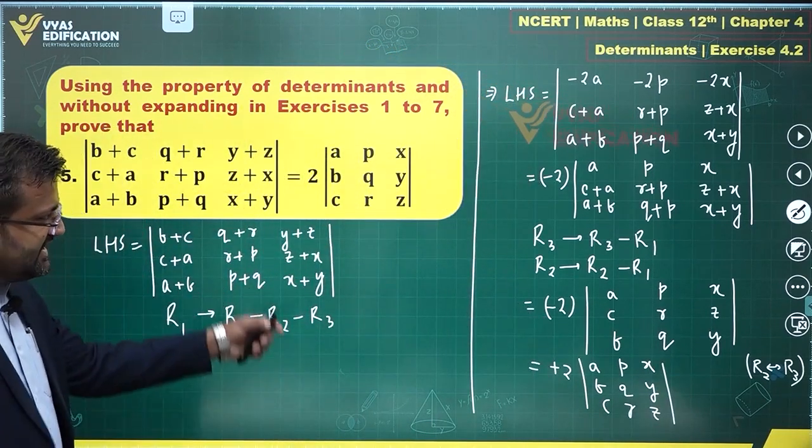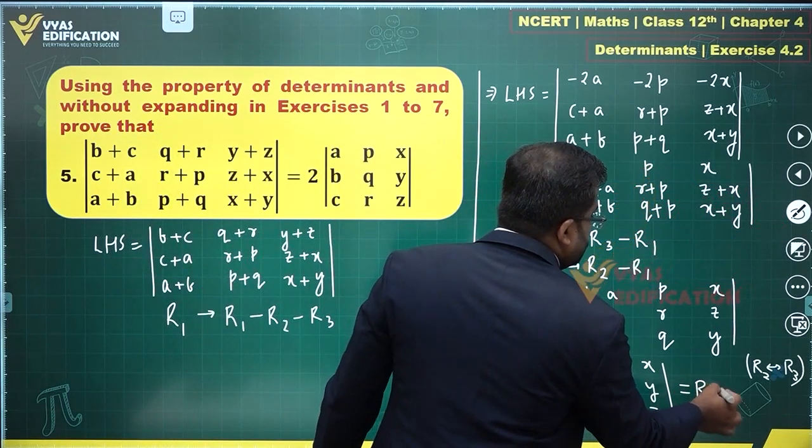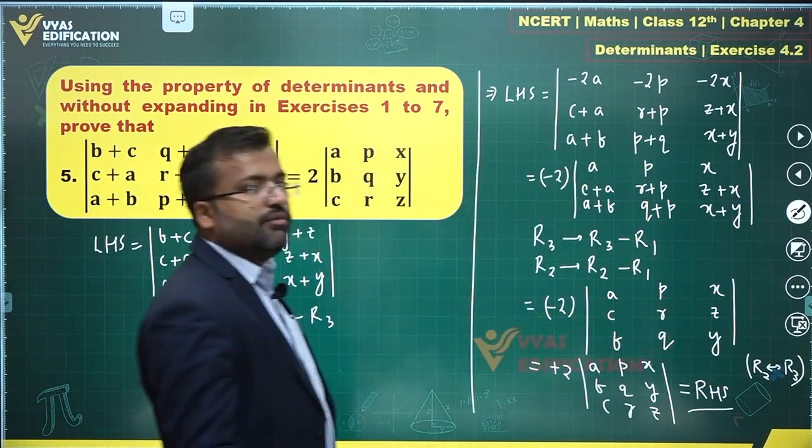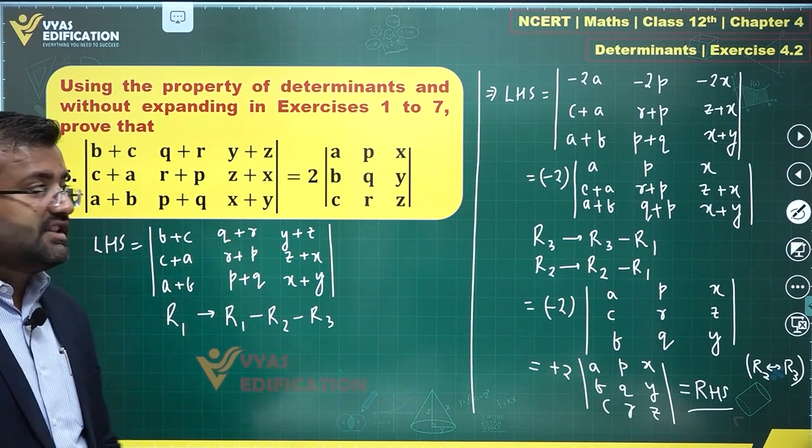And observe, is this the RHS? Yes, that's the direction in which we wanted to move. We were moving in that direction. This is the RHS, and hence proved. That's the solution of this complete question over here. Is that all? Yes, that's all in this question.